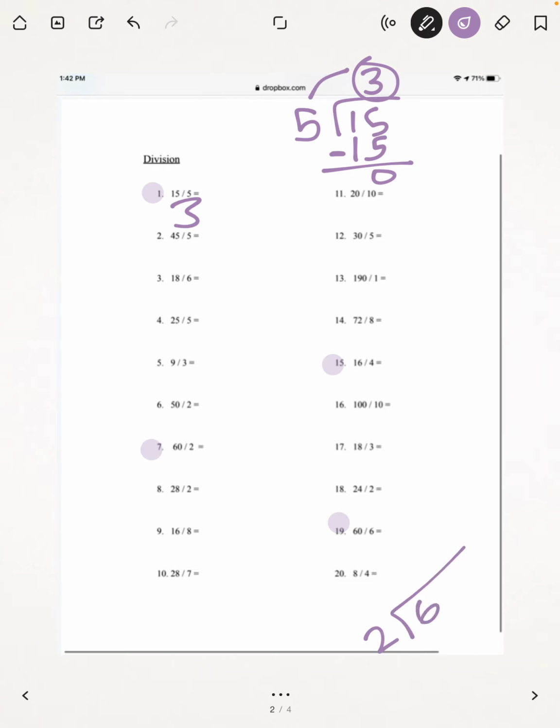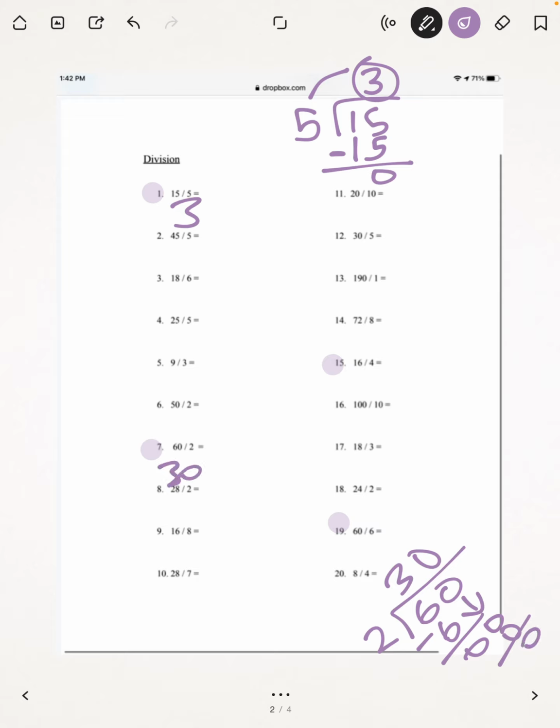2 divided by 60. This would be 2 goes into 6 3 times. 2 times 3 is 6. You subtract it, you get 0. You bring down the 0. 2 goes into 0 0 times. 2 times 0 equals 0. You get 0, so it would be 30.